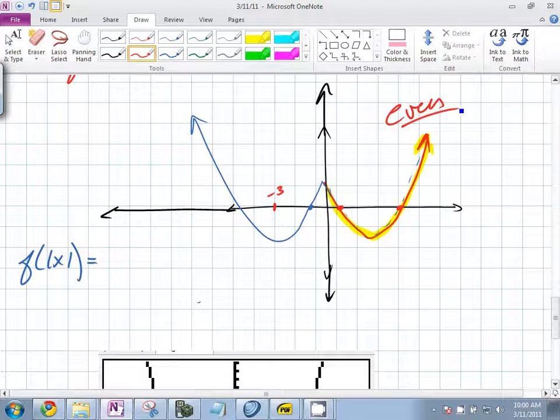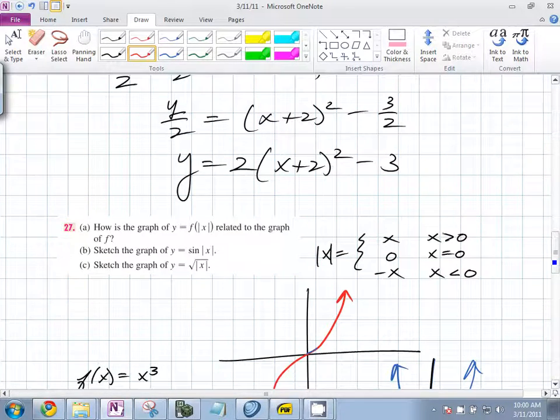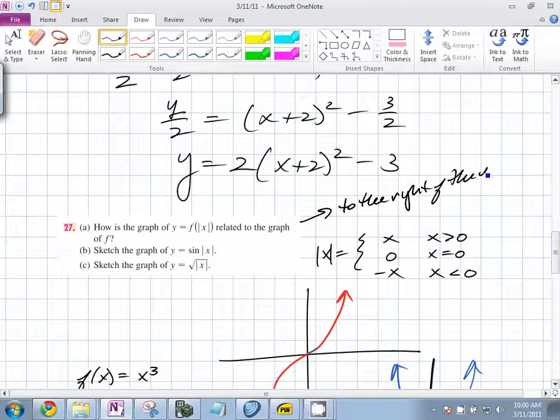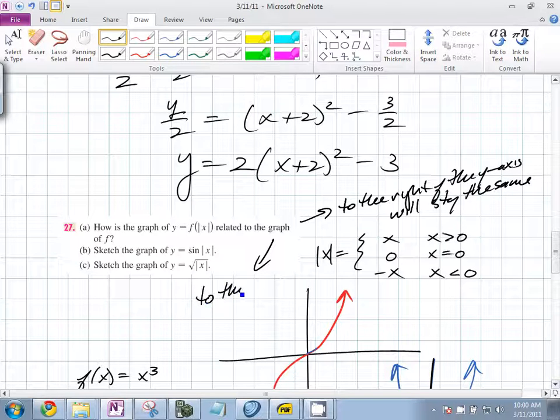Exactly. So let's go back to that question, which asks, how is the graph of f of the absolute value of x related to the graph of f? Well, everything to the right of the y-axis will stay the same. And what else? To the left, what happens to it? To the left, deleted and replaced with what? Reflection. Replaced with reflection, yep.